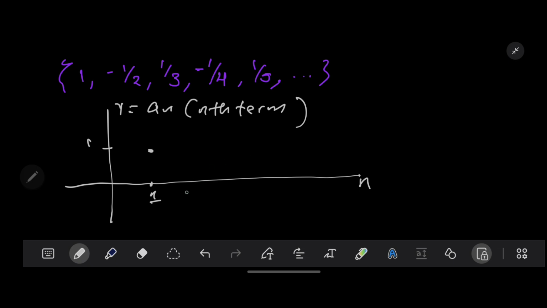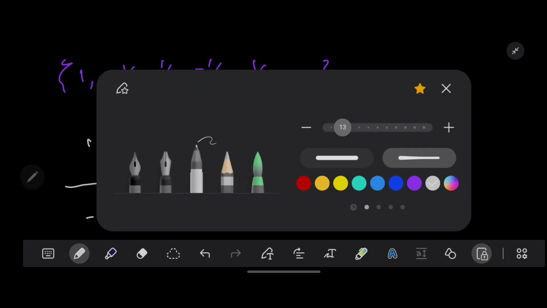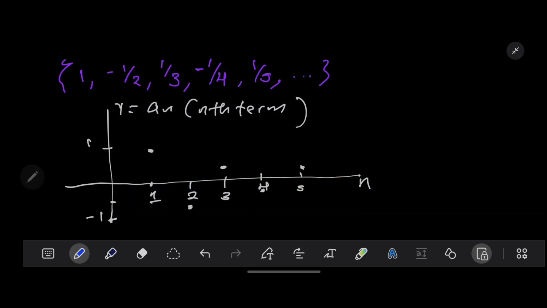So that's our point. When our n is 2, that's the second term, minus 1 over 2. So if minus 1 is here, minus 1 over 2 is half of it. So that's somewhere here. When n is 3, a_3, that's the third term. The third term is 1 over 3, which is closer to the horizontal line. Then when n is 4, minus 1 over 4, it keeps getting closer. 5 keeps getting closer.